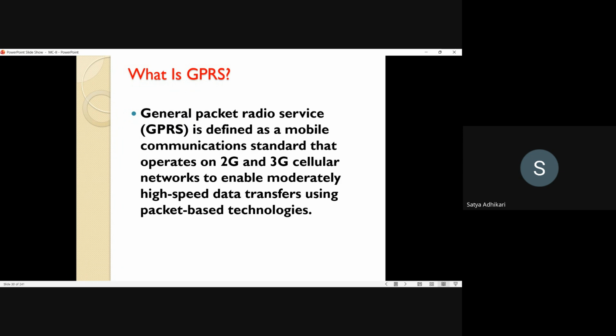Then GSM. Nowadays, GSM has very few users. There are no users of GSM mobile due to its lack of modern features.